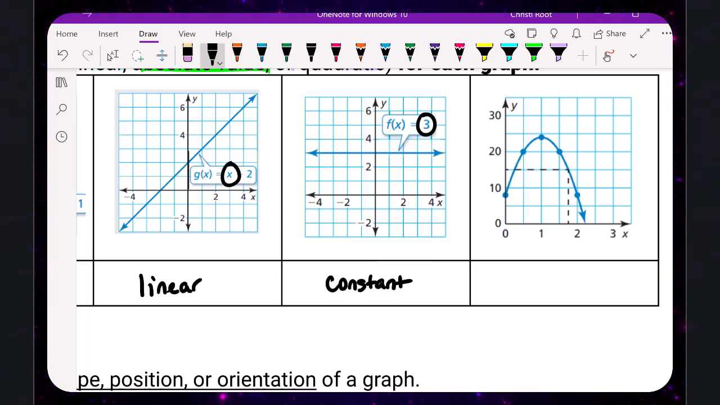It has been reflected, so it doesn't look just like the parent graph, but it is a parabola, and we say quadratic family. It does not have the equation on there, but I know if I wrote the equation for it, it would be x squared on some level.